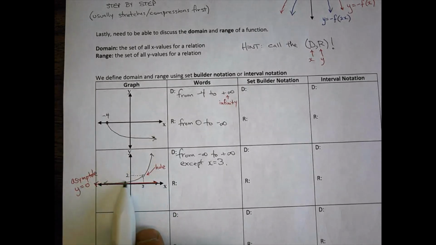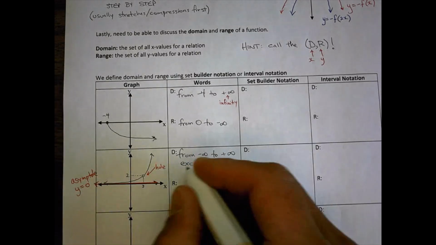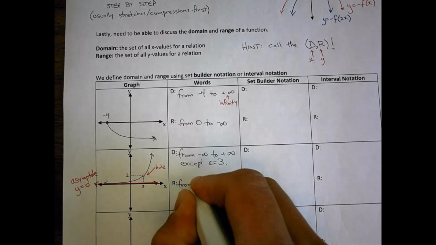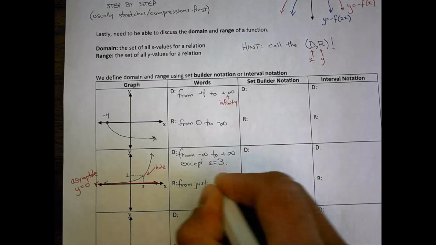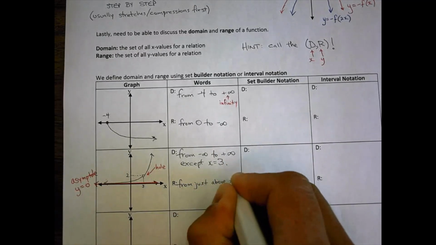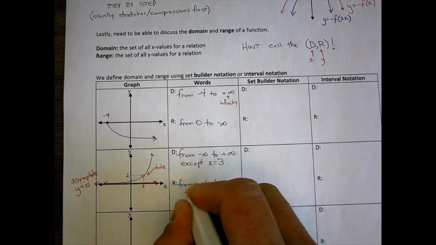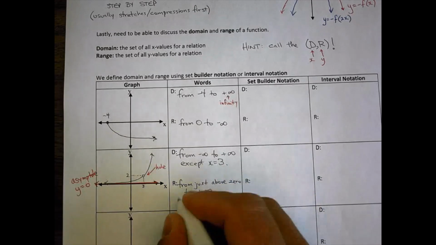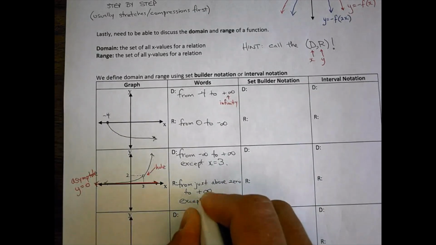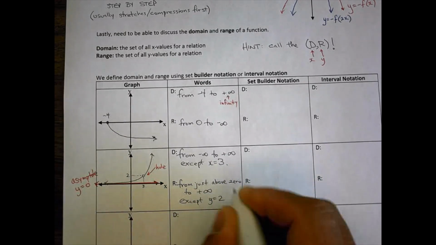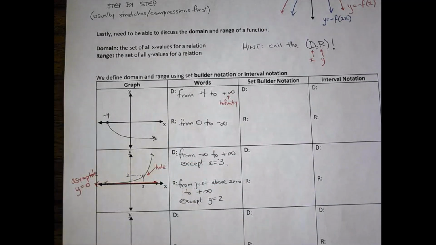So if I continue forever in this direction, this line is going to get very, very close to the asymptote, but it will never touch. So again, we're just writing in words for now, but I would say from just above 0 to positive infinity, all of those y values except y equals 2. There's a hole there, so there's no value at that point.